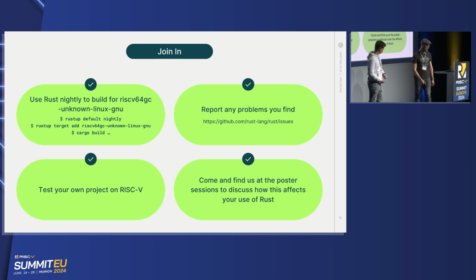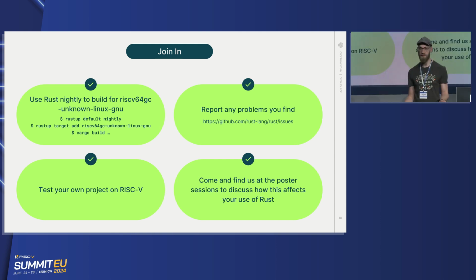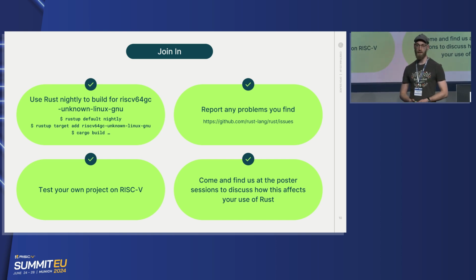So you can help us test this. If you're already using Rust in some project, you can download the latest nightly toolchain, install the current unstable target, and build your project with this target. If everything works, that's great. If not, you can just submit an issue on the Rust-Lang issue tracker, and we will try and promptly fix it.